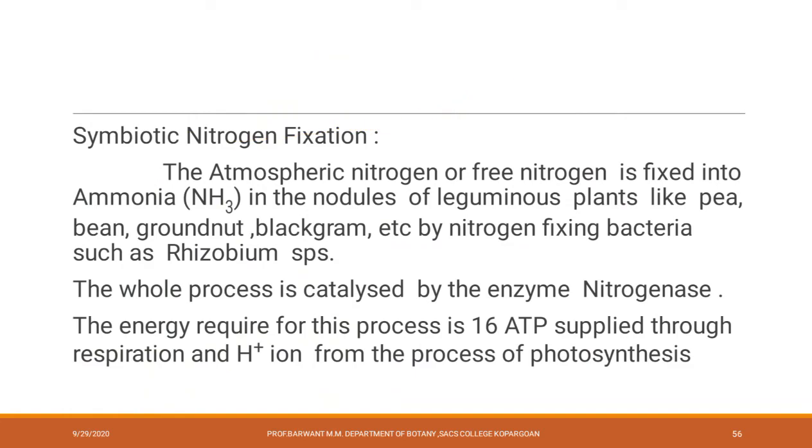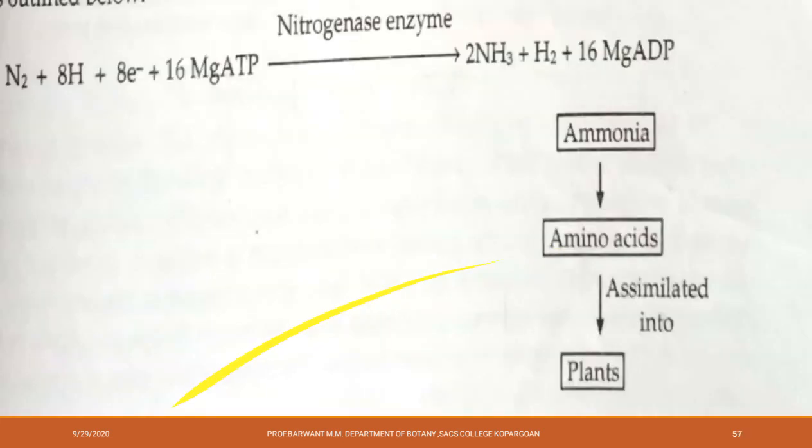Symbiotic nitrogen fixation: atmospheric or free nitrogen is fixed into ammonia in the nodule. Leguminous plants like pea, bean, groundnut, black gram, etc. fix nitrogen through bacteria such as Rhizobium. The whole process is catalyzed by the enzyme nitrogenase. The energy required for that process, 16 ATP, is supplied through respiration, and H plus ions come from the process of photosynthesis.